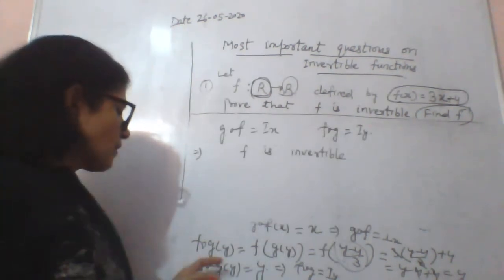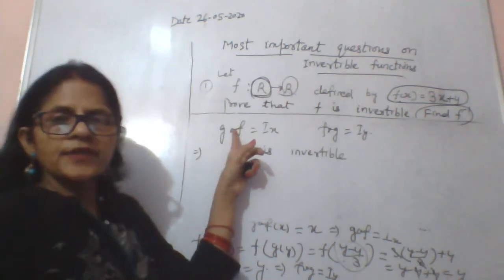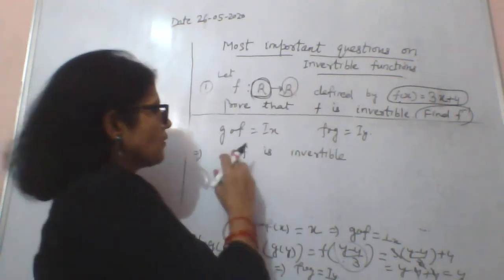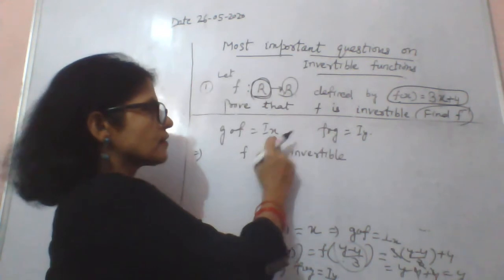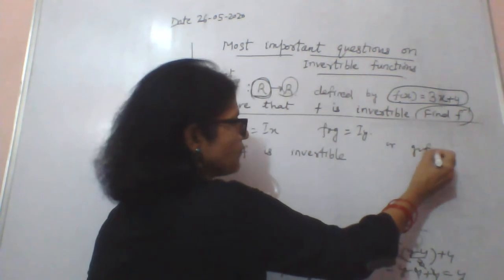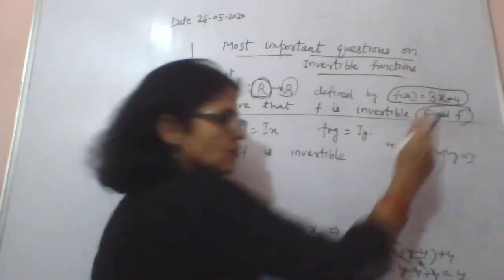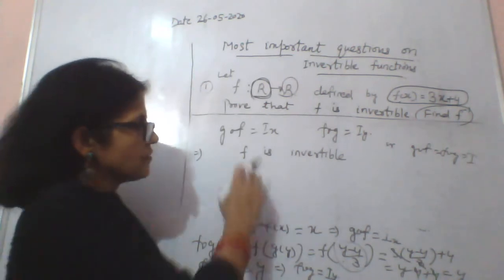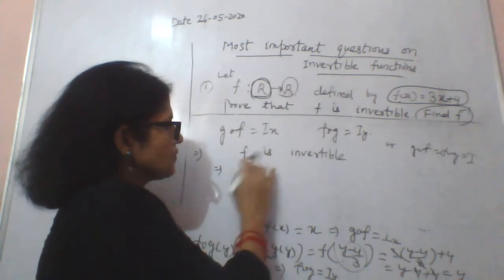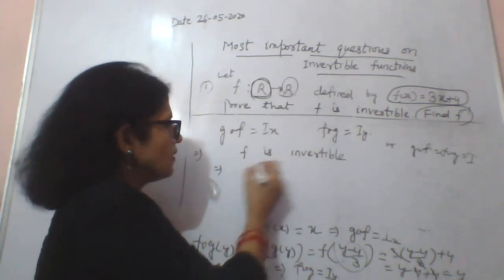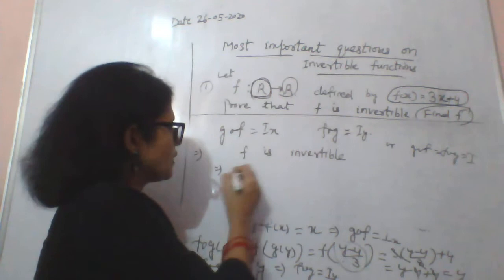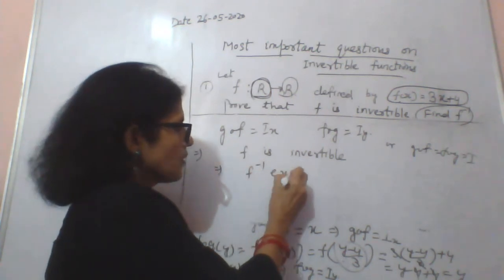Okay, so here g of f equal to I_x and f of g equal to I_y. After proving g of f equal to identity function, f of g is also identity function, right? You may write g of f equal to f of g equal to identity function, which proves f is invertible. So this implies f is invertible, and that is the first part of the question, find f inverse. And since f is invertible, f inverse exists.